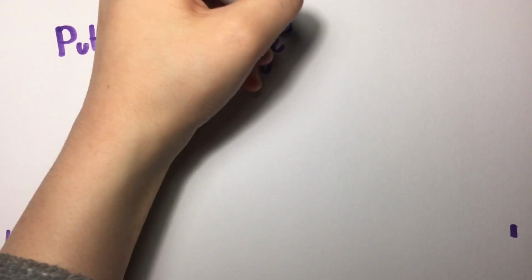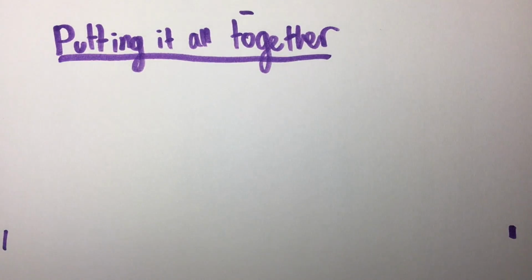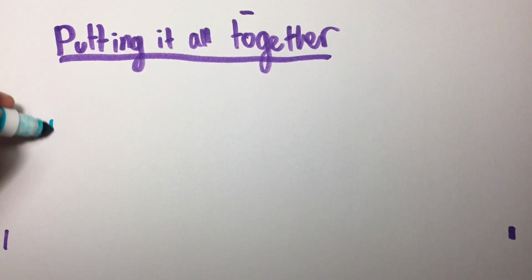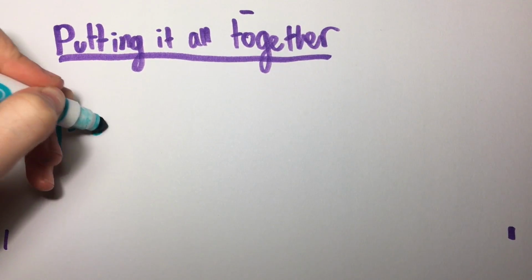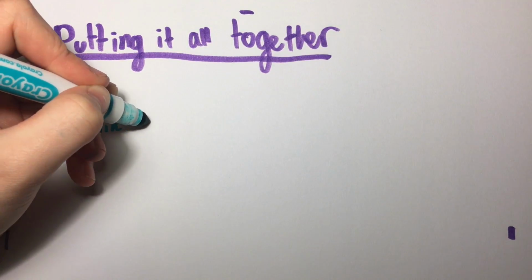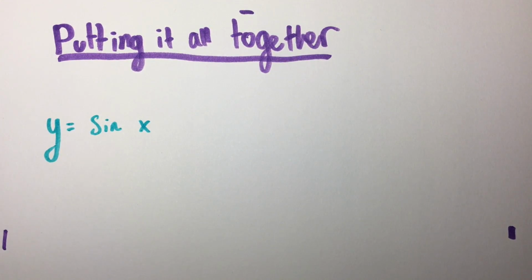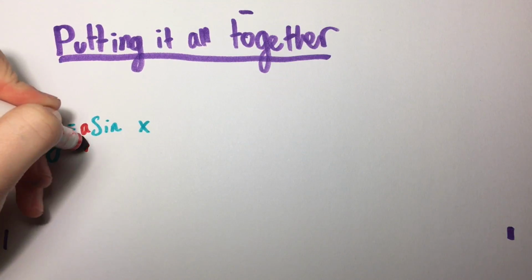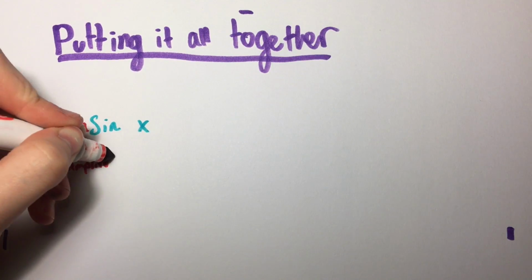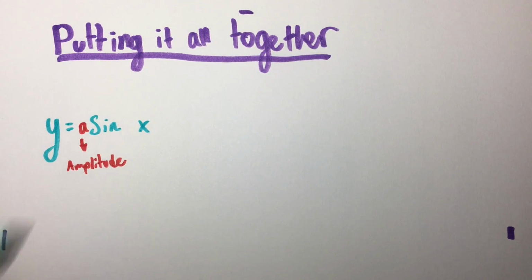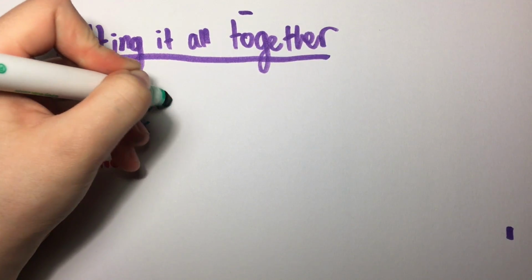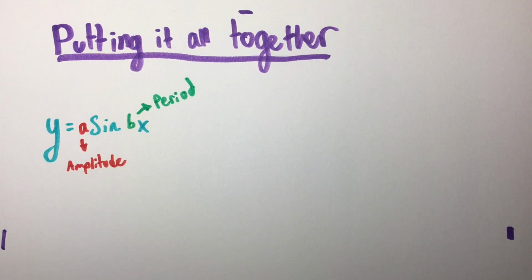Now let's put everything that we've learned so far together, combining our knowledge of periods, amplitudes, and the functions of sine and cosine. So let's start out by putting them all into an equation. What would that equation look like? Well, we're going to start out with the base of y equals sine of x, and now we're going to add an a for the amplitude and b to represent the period.